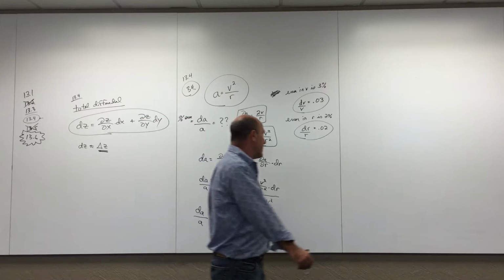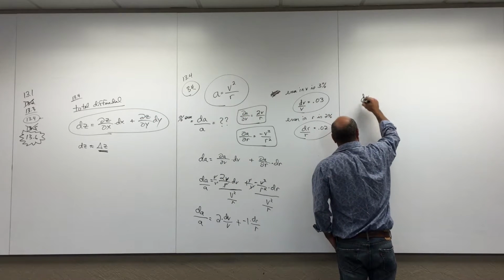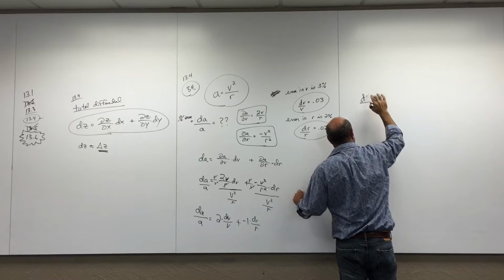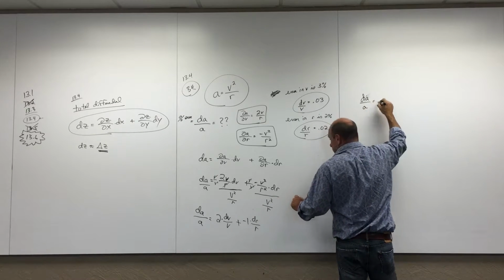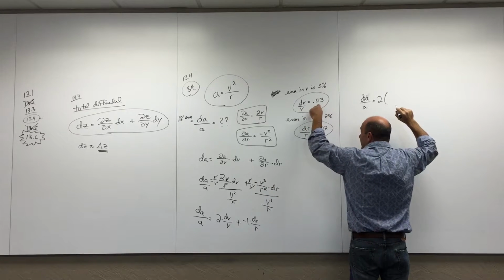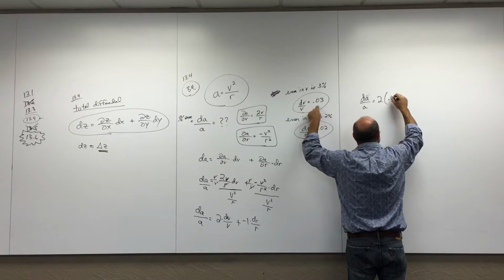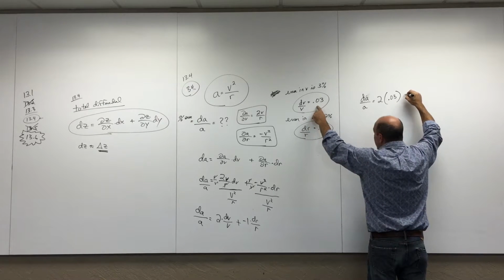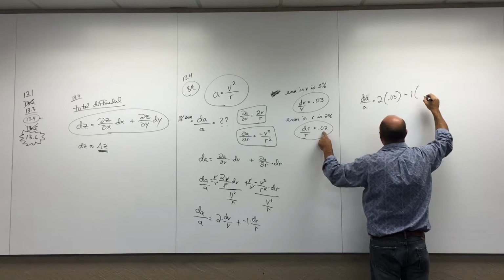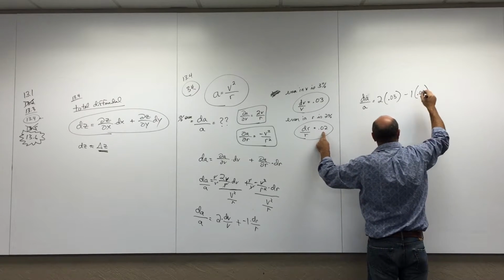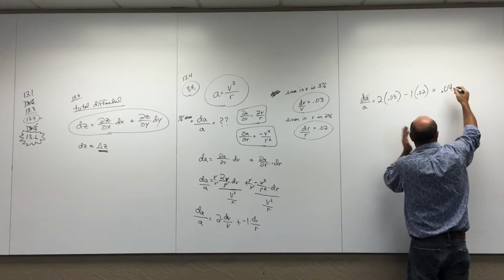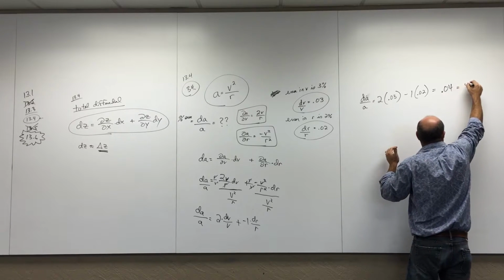So 4% error? Well, let's see. dA over A is 2 times the dV over V, which is 0.03. And then -1 times the dr over R, which is the 0.02. And so that's a 0.06 minus a 0.02, so that's a 0.04, or you could call that a 4% error.